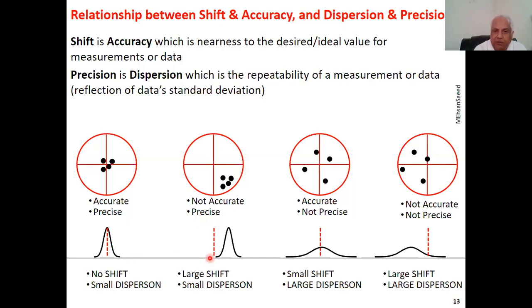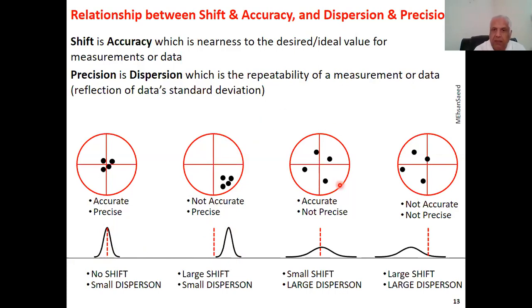And you can see this also from this. I did not explain this. In this case, the bell curve is tall, slim, and sitting smack on the middle, on the bullseye. In this case, the bell curve has shifted to one side. That means it is not accurate, but it is still slim and sharp. That means it is precise. So this is a case of precision, but not accuracy.